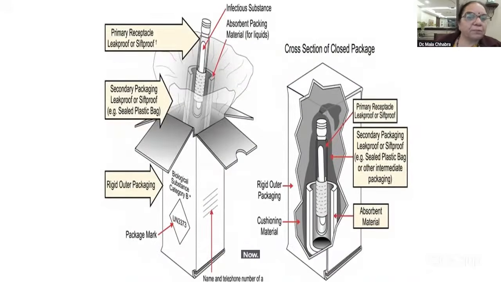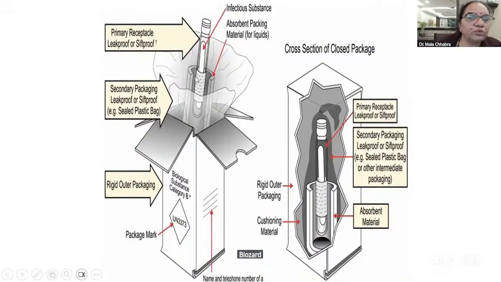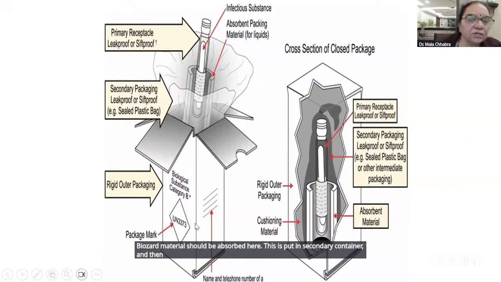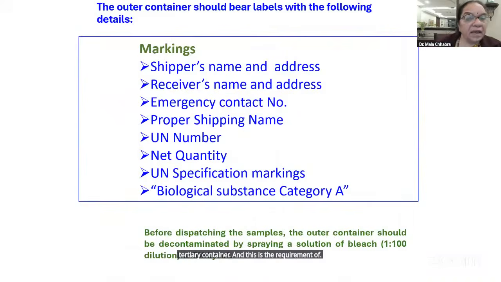Now, this is the triple packaging. So the primary container is a primary receptacle which has the sample, right? And it is surrounded by the absorbent material, just in case it breaks, so the biohazard material should be absorbed here. This is put in the secondary container, and then this is the tertiary container. And this is the requirement of the international regulation.